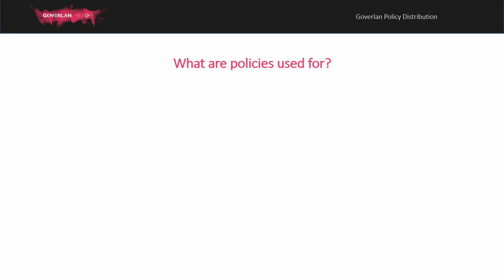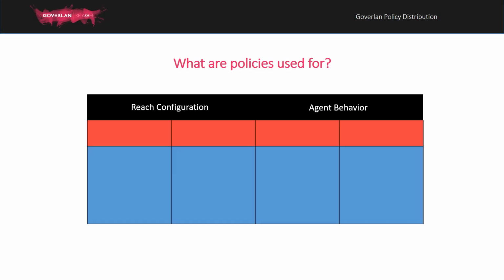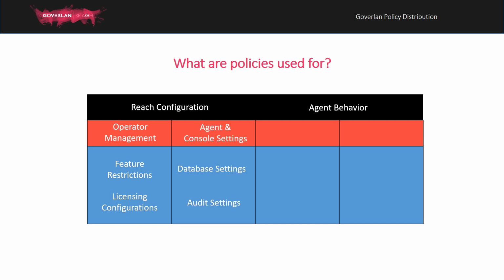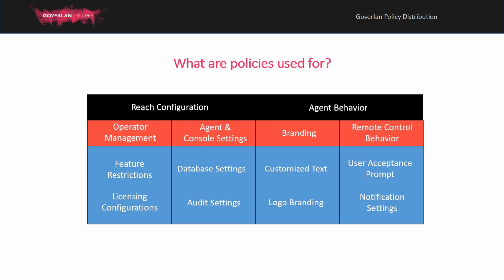Policies are generally used for centralized Reach configurations and agent behavior. Reach configurations include policies for operator management, such as feature restrictions and licensing configurations, agent and console settings, such as database settings and audit logging, branding options, such as customized text and logo branding, as well as remote control behavior, such as user acceptance prompts and notification settings.